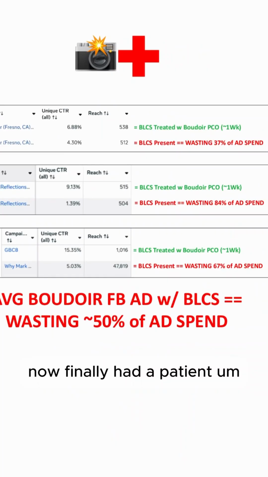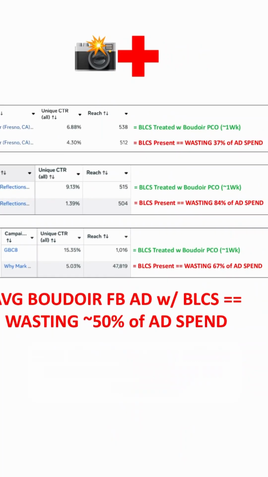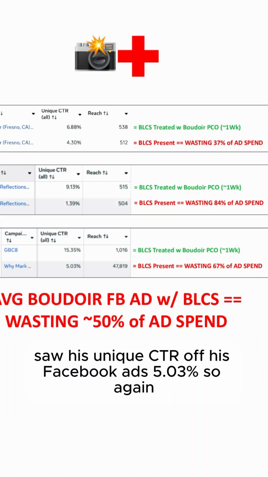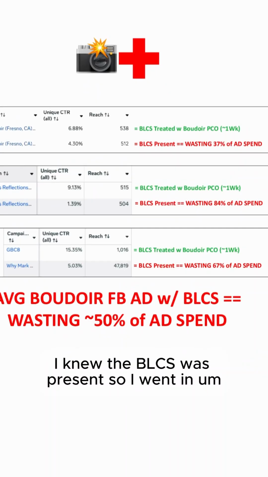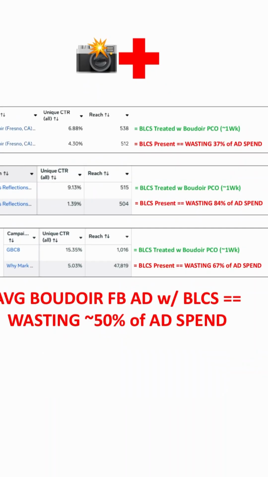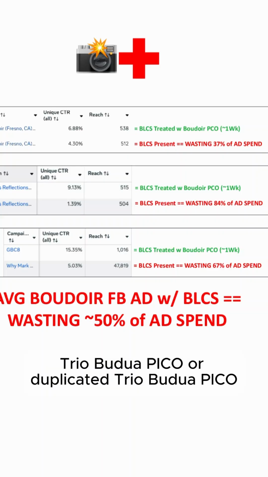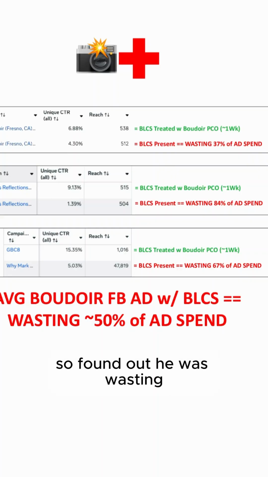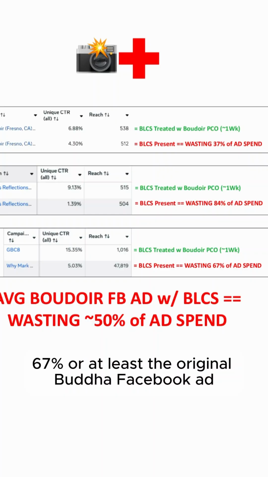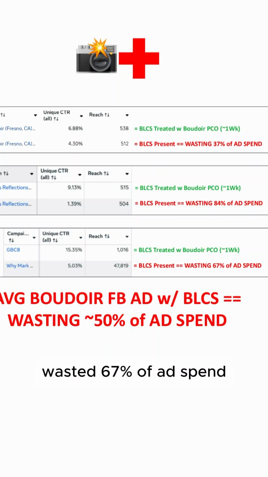Now, finally, I had a patient whose Facebook ad had a unique CTR all of 5.03%. So again, I knew the BLCS was present. So I went in, duplicated it, treated it with Boudoir Pico, took about a week, and got his unique CTR all up to 15.35%. So I found out he was wasting 67%, or at least the original Boudoir Facebook ad was wasting 67% of ad spend.